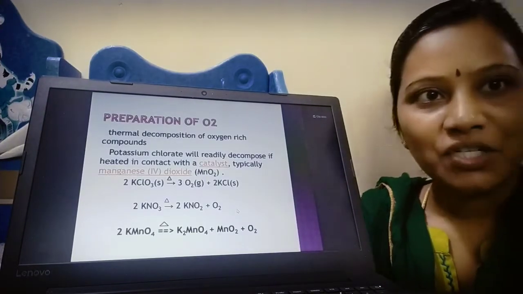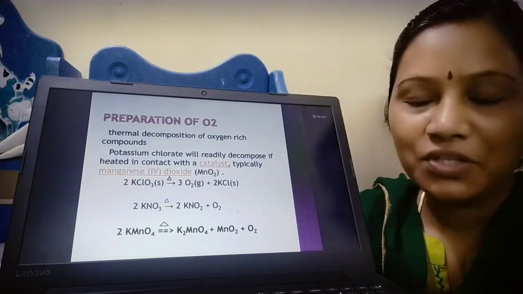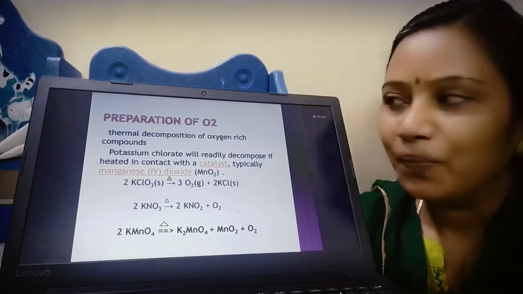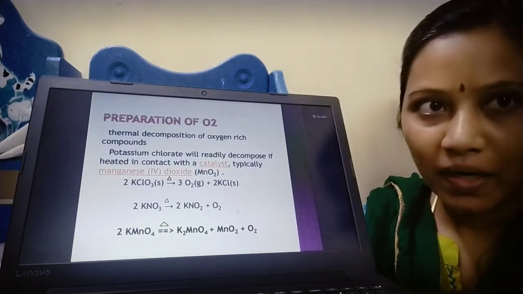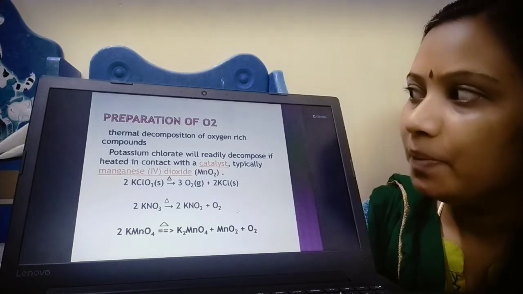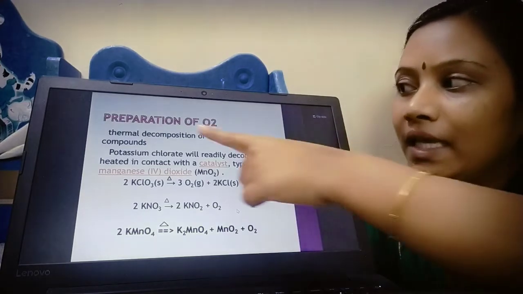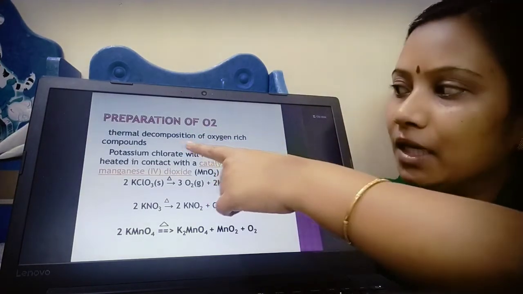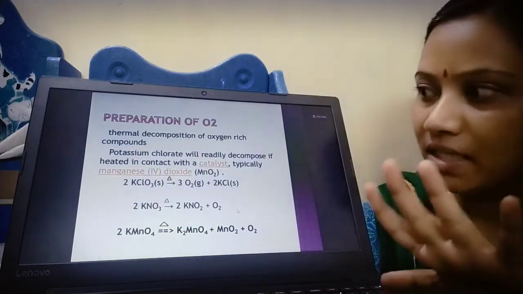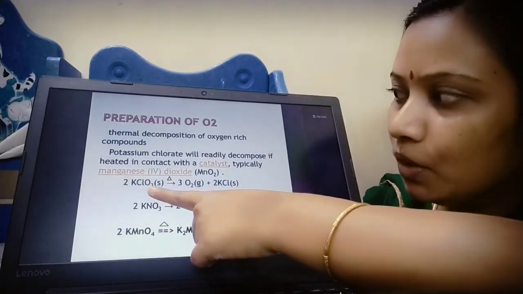Very familiar reaction. We have been studying that reaction from class 3 to 4. Then how to, that is one way. And what is the other way to prepare oxygen? When you thermally decompose oxygen-rich compounds, say for example, potassium chlorate.